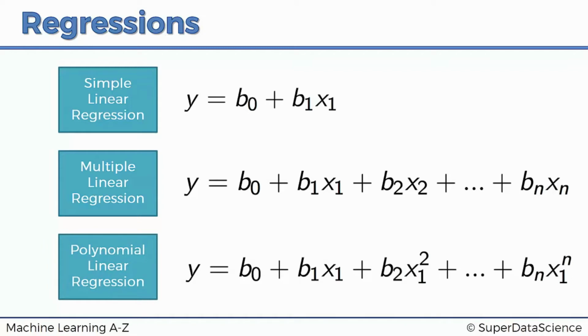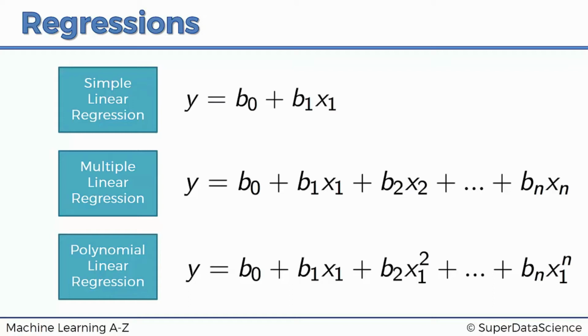So notice how it's very similar to the multiple linear regression, but instead of the different variables like x2, x3, x4, and so on, xn, we have the same variable x1, but in different powers. So instead of x2, we have x1 squared. Instead of x3, we would have x1 cubed. And so instead of xn, we would have x1 to the power of n. So basically we're using one variable, but we're using the different powers of that variable.